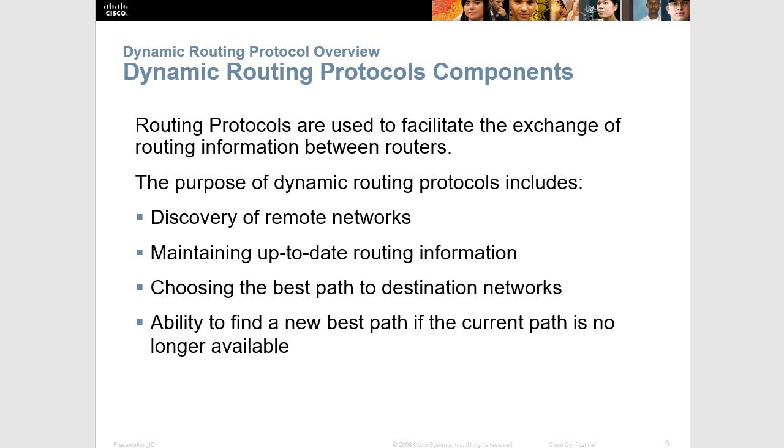So, dynamic routing protocol components. Of course, they're used to exchange routing information. They discover remote networks, maintain up-to-date routing information in case anything has changed, a new network has been added, whatever could have happened to alter the network. Choosing the best path to destination networks based on whichever metric that particular protocol uses, whether that's bandwidth or hop count or whatever. Ability to find a new best path if a path is no longer available. So that's what dynamic routing protocols will do for you, rather than you having to configure a new path on your own.